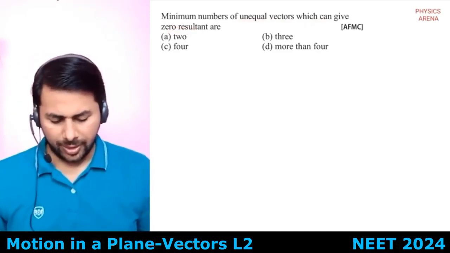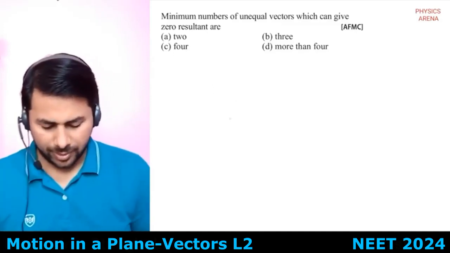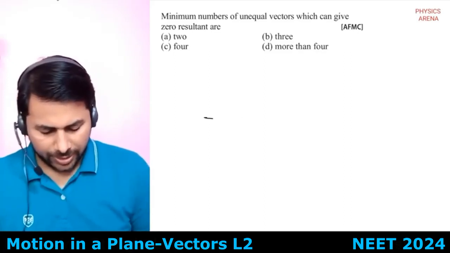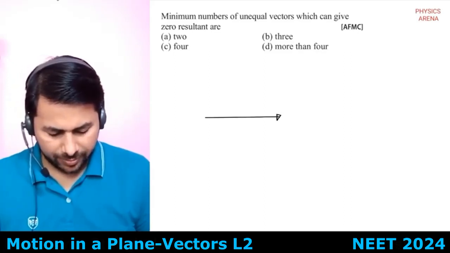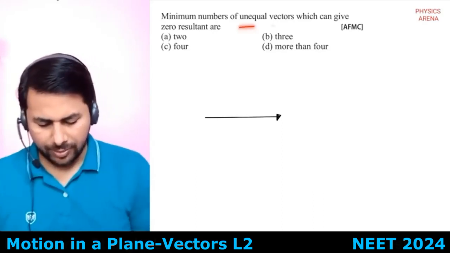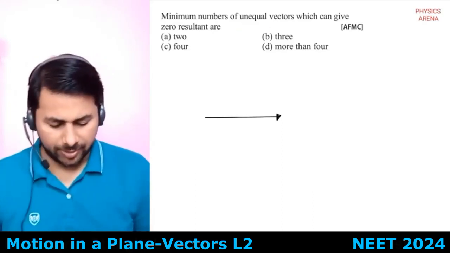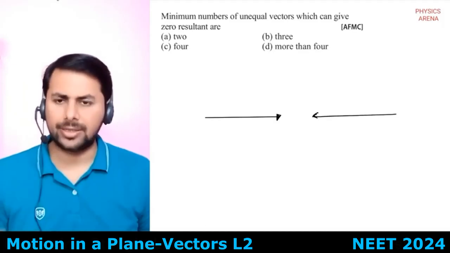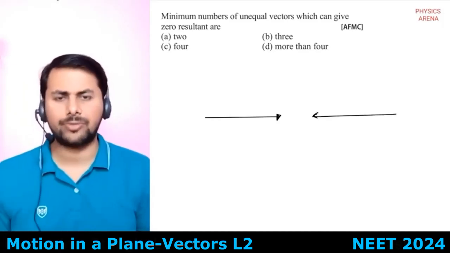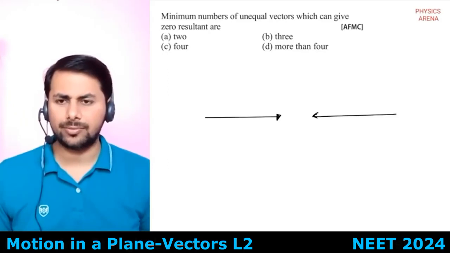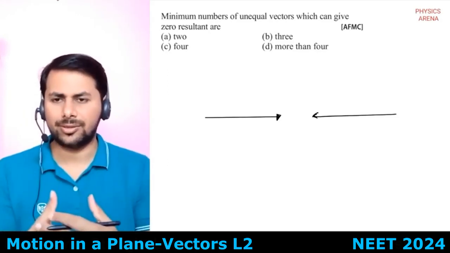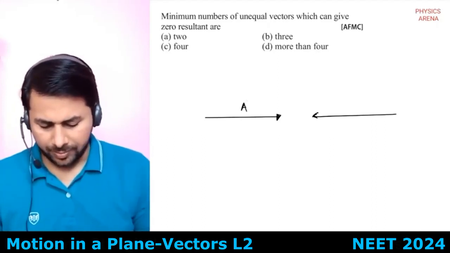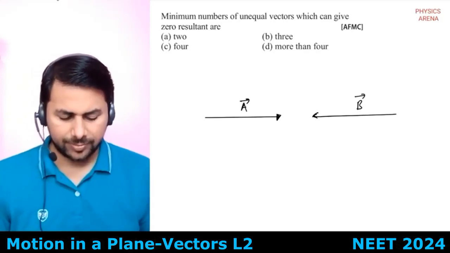So, minimum number of unequal vectors which can give zero resultant are. See, if you have two vectors and they are unequal, actually they should say unequal magnitude. Now if you add two vectors and the resultant is 0, that means the magnitude of the first one must be equal to the magnitude of the second one, and they should be acting in opposite directions, right?